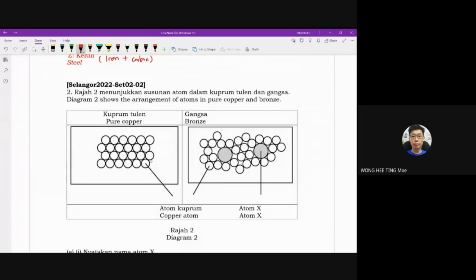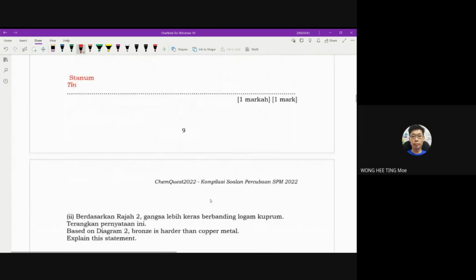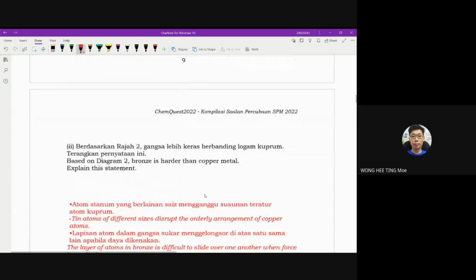So copper. Then this is bronze. I think I definitely know what this is already. So bronze is copper with what? X is what? Tin. Oh, very simple. Okay, tin. Next, you can see why bronze is harder. Again, this question is very popular in the SPM. So it is always asked. Get ready.